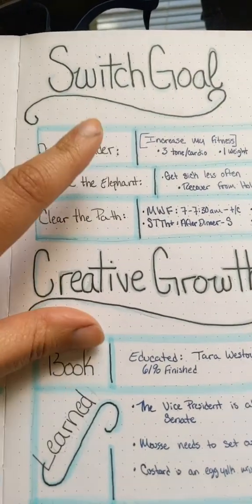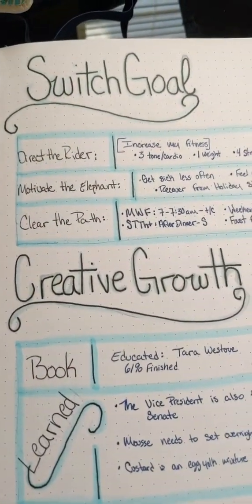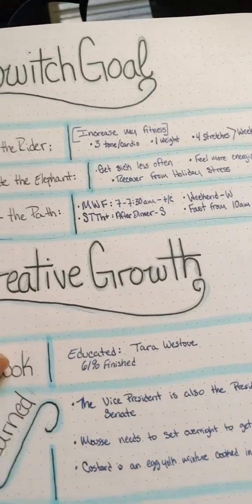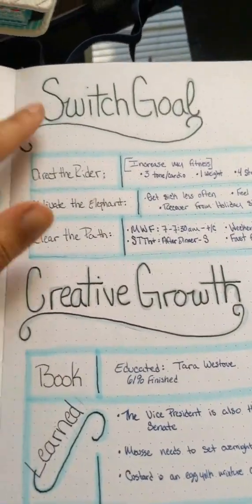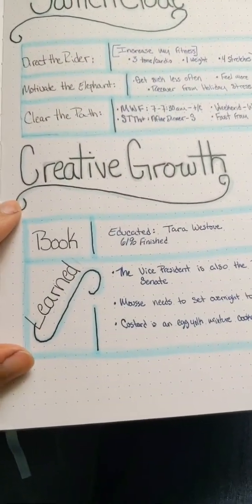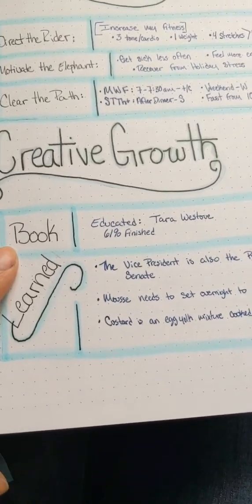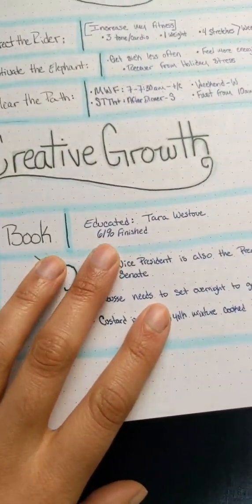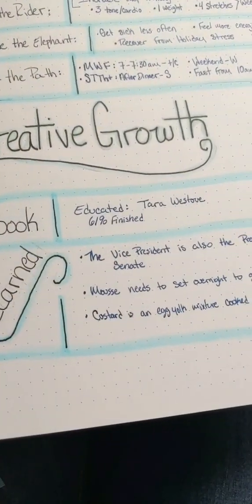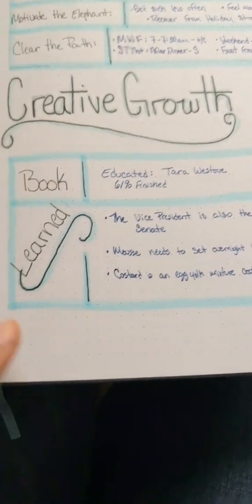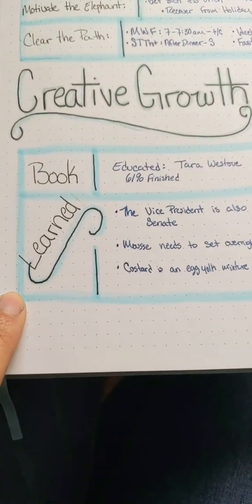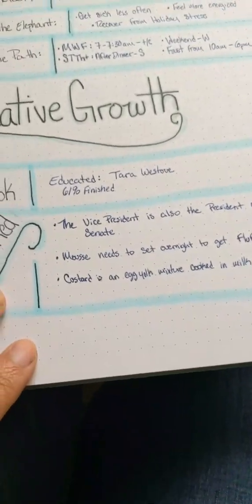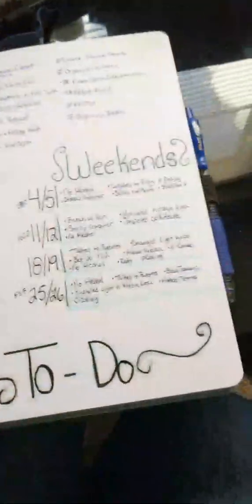And we actually have a worksheet for this on our website too, so let me know if you are interested in our switch goals. So I do that every month. And then I like to track my creative growth, right? So in January, I only finished half of a book. I'm trying to read more. It's hard. And then I like to learn something new, so I'm trying to keep track of new things that I've learned.